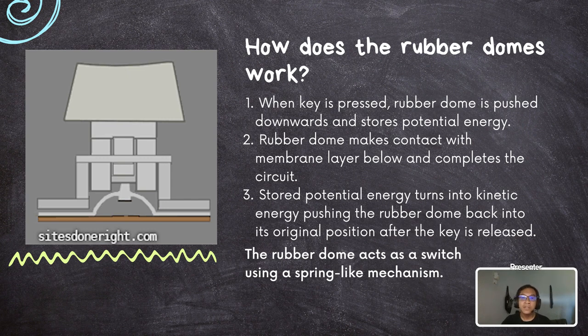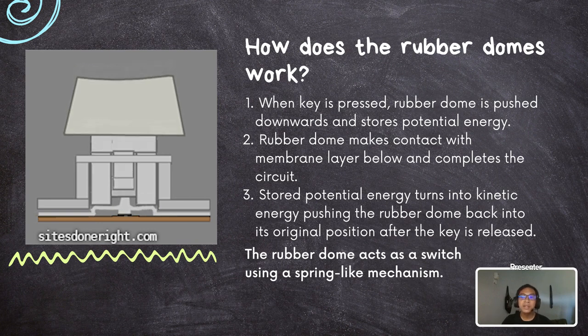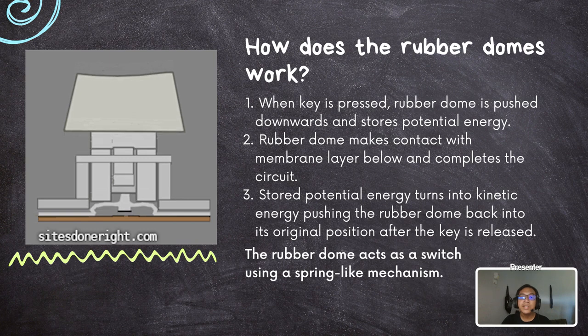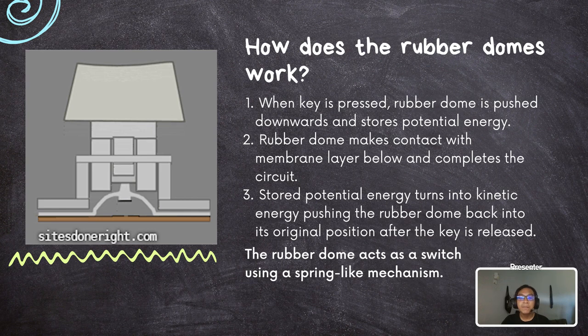Well, firstly, when the key is pressed with your fingers, the rubber dome is pushed downwards and stores potential energy. And then, the rubber dome makes contact with the membrane layer below and completes the electrical circuit. And thirdly, it stores the potential energy, afterwards turning it into kinetic energy, pushing the rubber dome back into its original position after the key is released. Thus, we can conclude that the rubber dome acts as a switch using a spring-like mechanism.